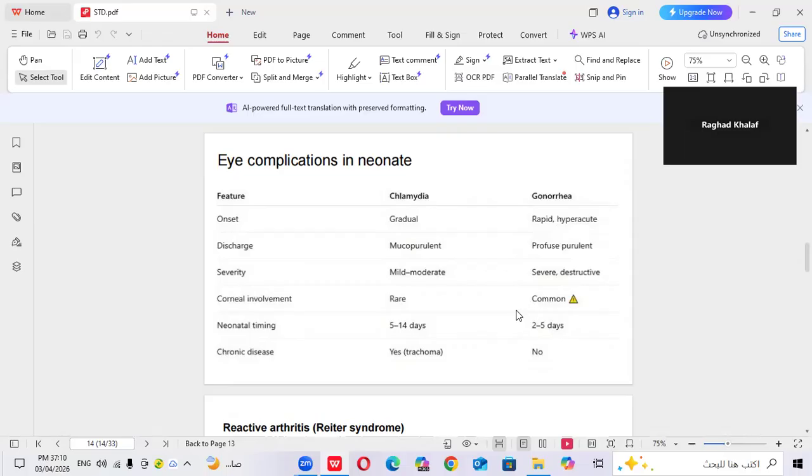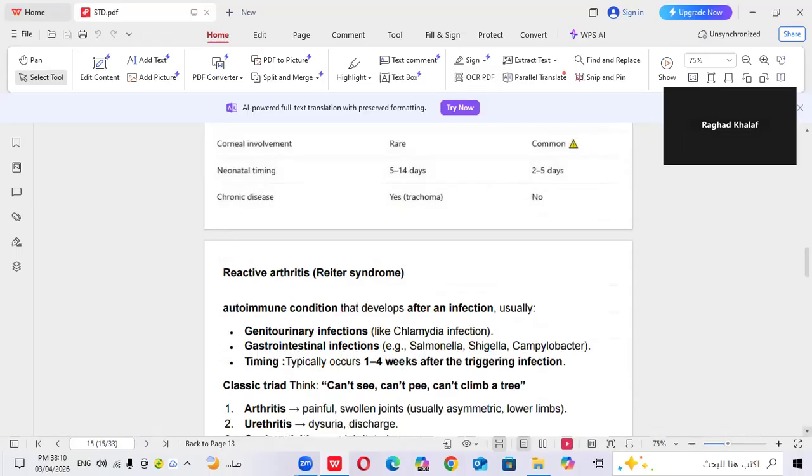They give prophylaxis eye drops to all neonates. I don't know if this protocol applies to other countries, but from when I was in the hospital, they used to give all neonates eye drops as prophylaxis. Neonatal timing, we discussed this. Chronic disease: chlamydia can cause chronic disease such as trachoma, but gonorrhea is an acute infection, and it doesn't develop chronic disease later on.